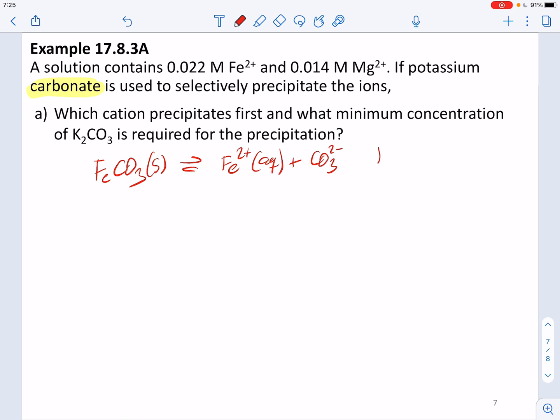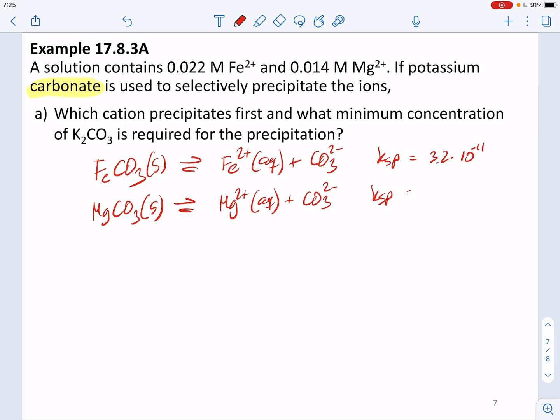Okay, and for this you have KSP equal to 3.2 × 10^-11. And for magnesium carbonate, we have magnesium 2+ carbonate, and the KSP here is equal to 3.5 × 10^-8.